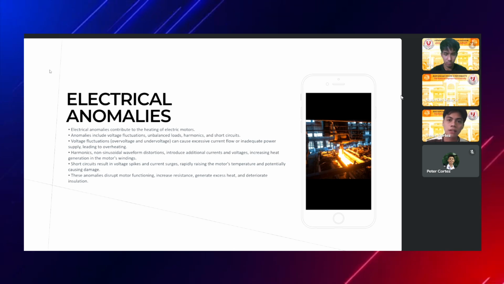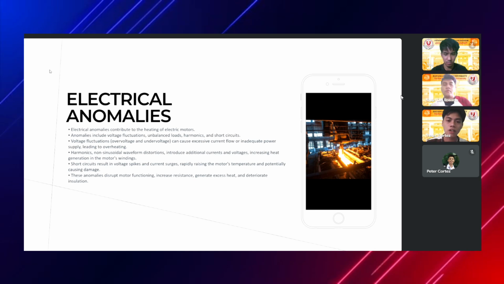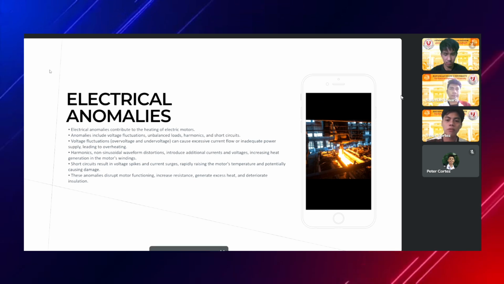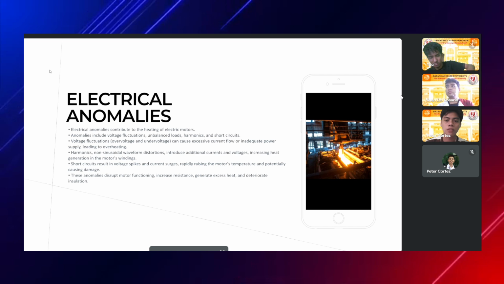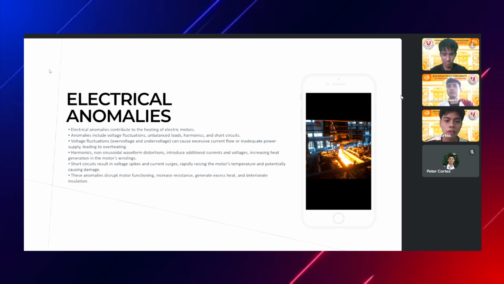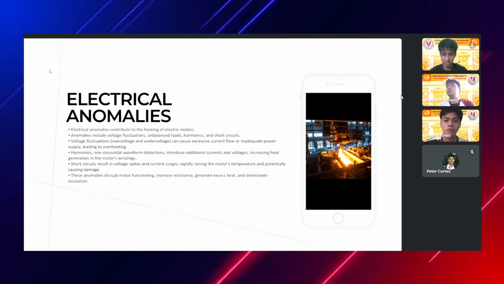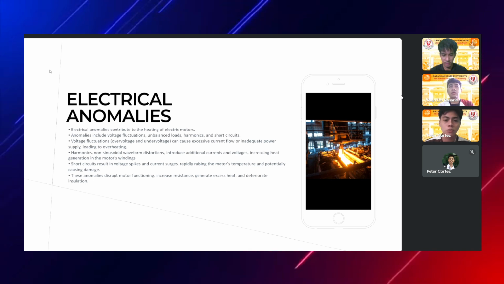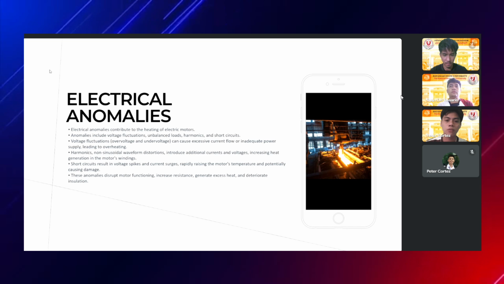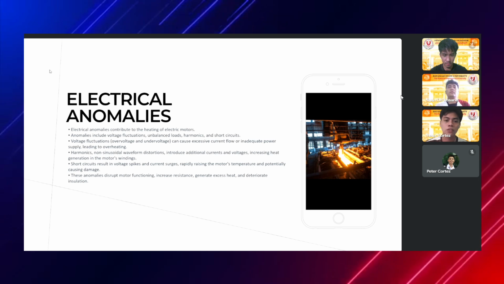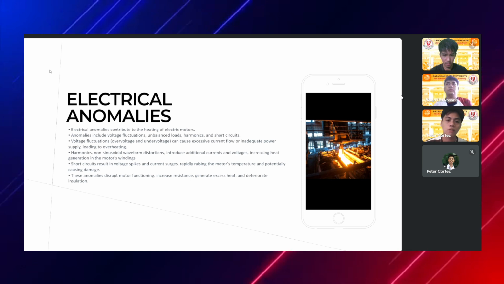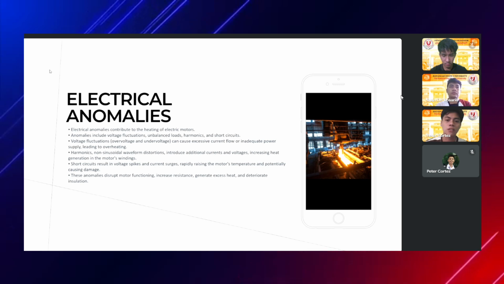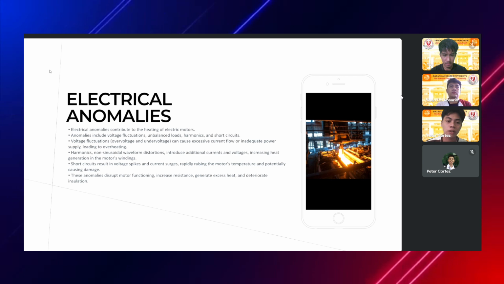Last is electrical anomalies. Electrical anomalies play a significant role in contributing to the heating of an electric motor, posing a serious threat to their performance and longevity. An electrical anomaly refers to any irregularity or deviation from the normal electrical operating conditions within a motor. These anomalies can arise from various factors such as voltage fluctuation, unbalanced loads, harmonics, and short circuits. The presence of these anomalies disrupts the harmonious functioning of the motor, leading to increased resistance, excessive heat generation, and insulation deterioration.